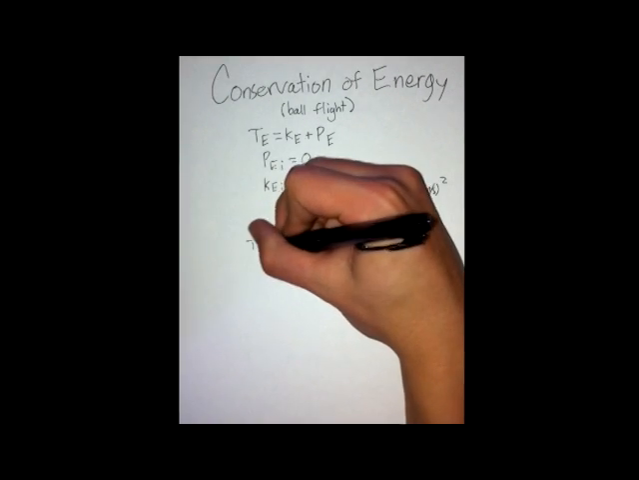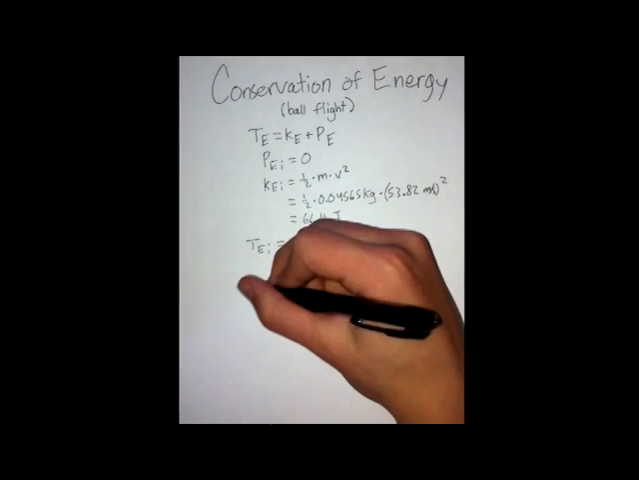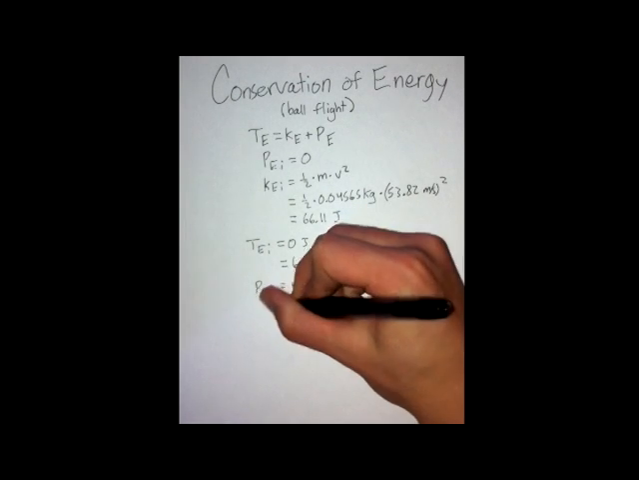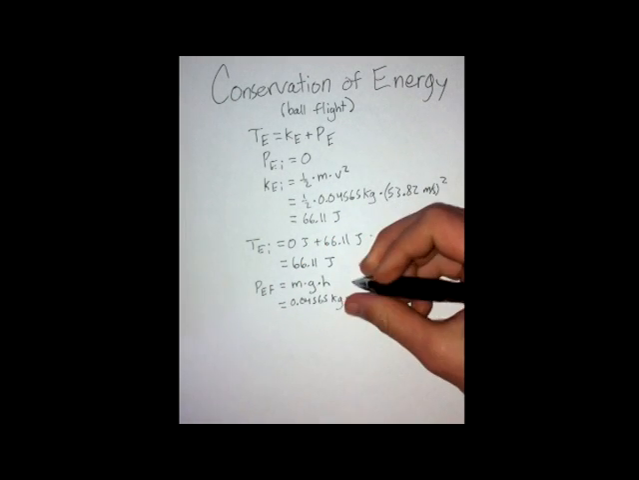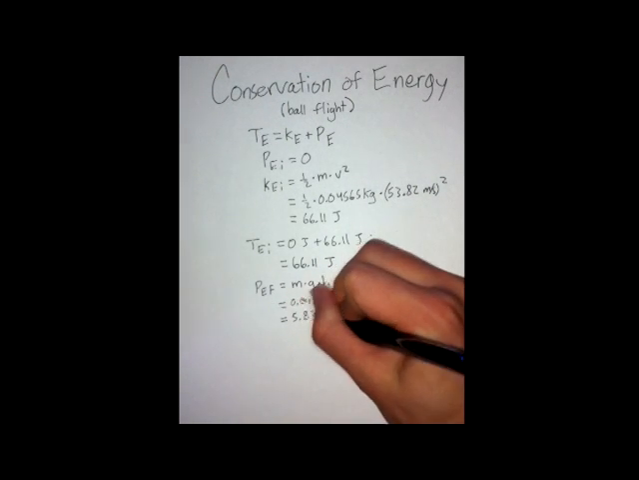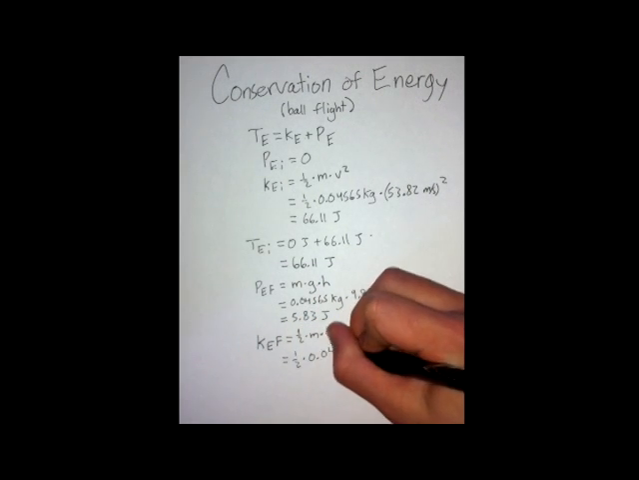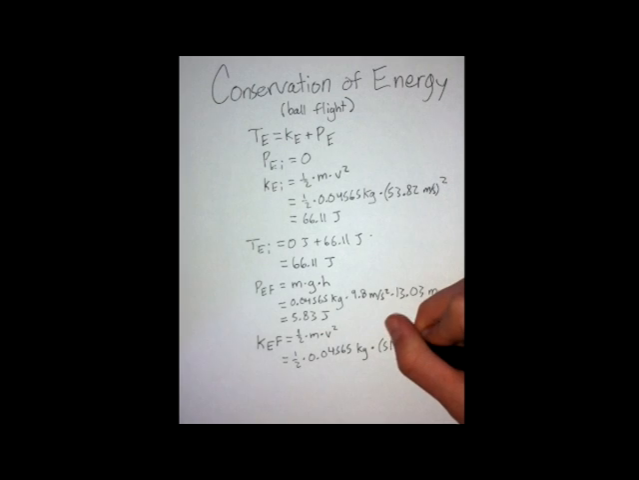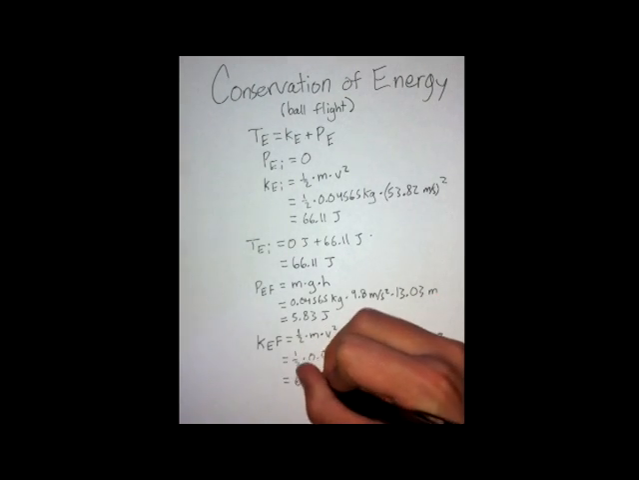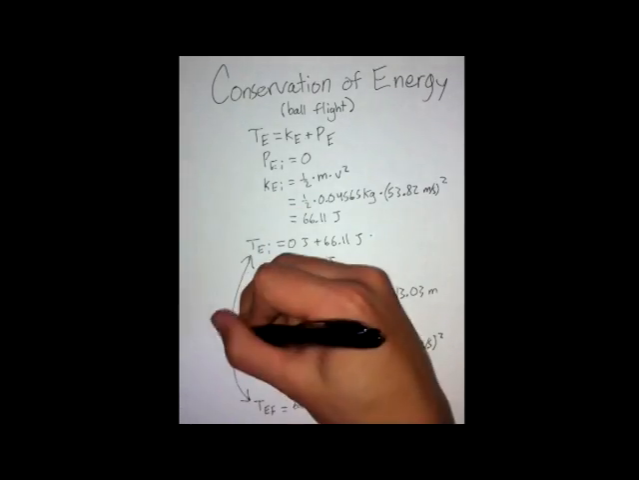Now, as the ball travels upwards, it transfers some of this kinetic energy into potential energy as it loses velocity and gains height. Now, the potential energy at the top of the parabola is 5.83 joules, and the kinetic energy at the top of its flight is 60.28 joules. Now, the total energy is the sum of these two, which equals 66.11 joules. Now, as you'll notice, this is the same as the total energy initially of 66.11 joules, so energy is conserved.